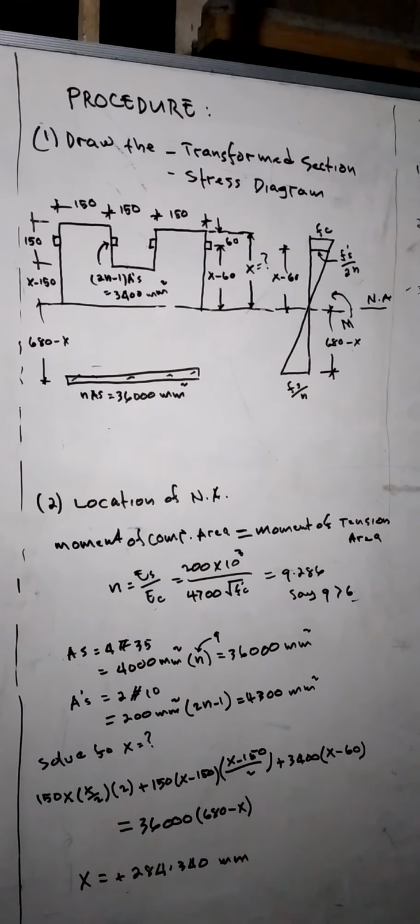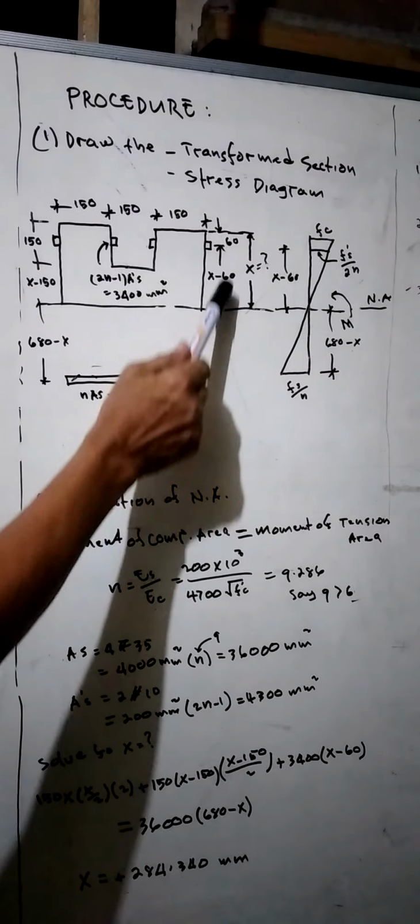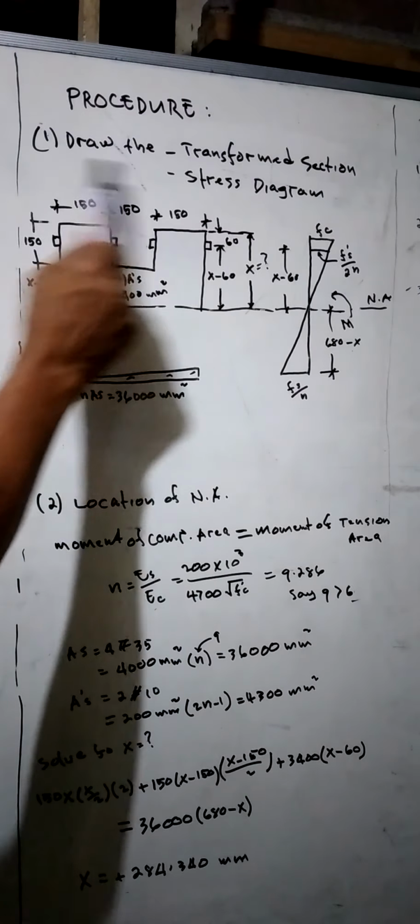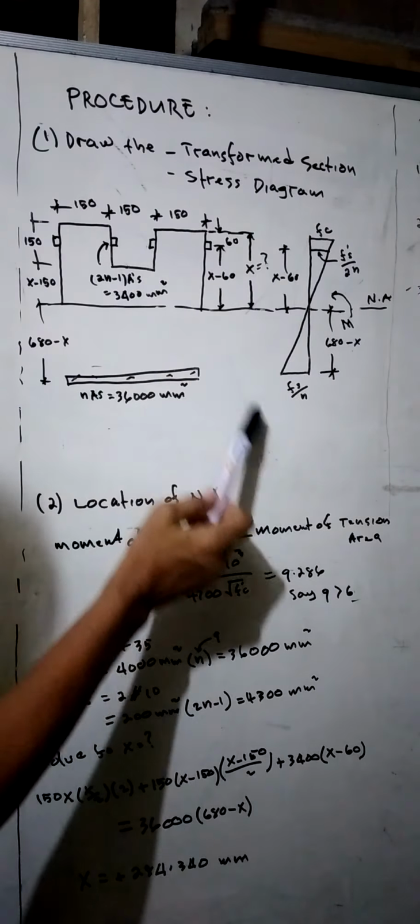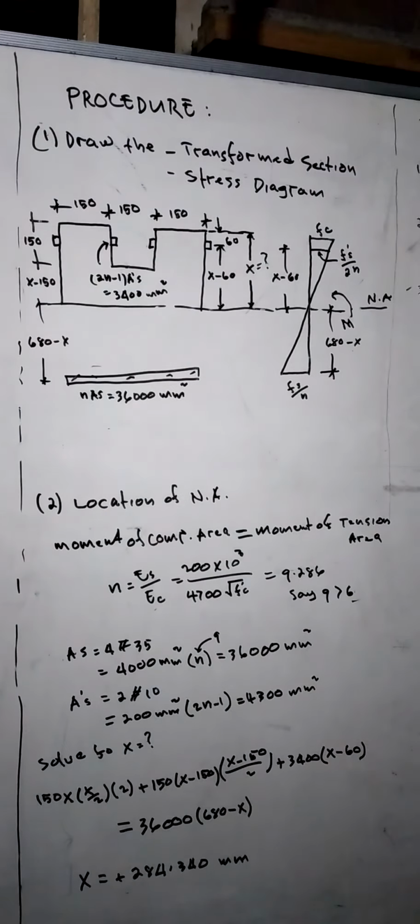To solve the problem, we have what we call the procedure. Number one procedure, draw the transform section and the stress diagram. This is the transform section. And this is the stress diagram.